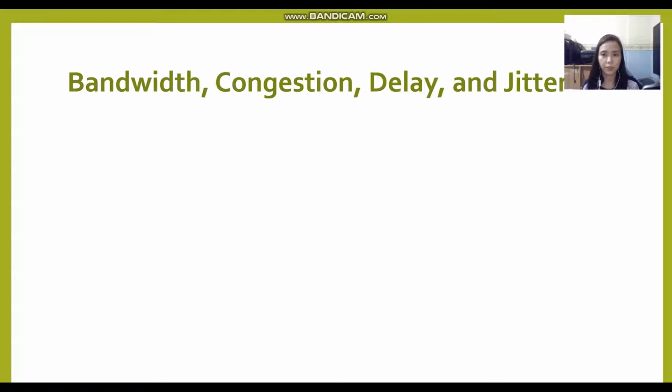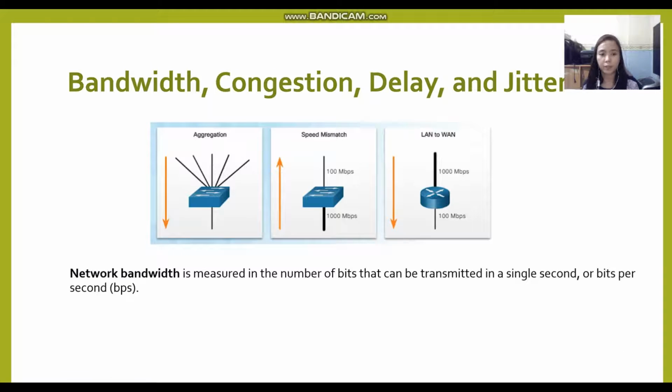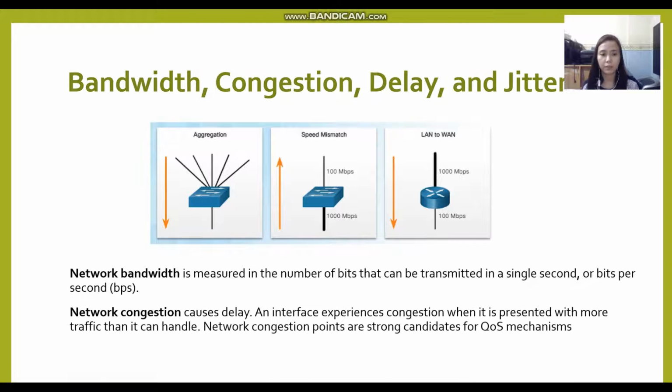Bandwidth, congestion, delay, and jitter. Network bandwidth is measured in the number of bits that can be transmitted in a single second, or bits per second, or BPS. Network congestion causes delay, and an interface experiences congestion when it is presented with more traffic than it can handle. Network congestion points are strong candidates for QoS mechanisms.